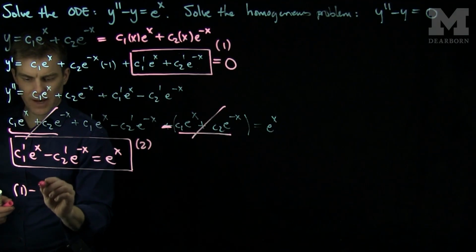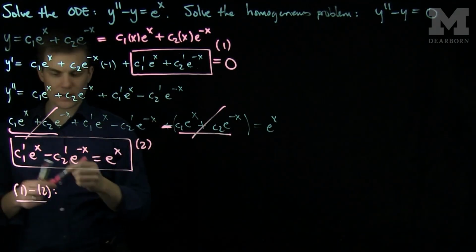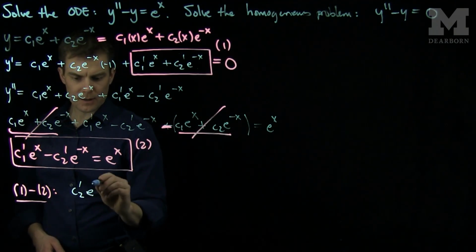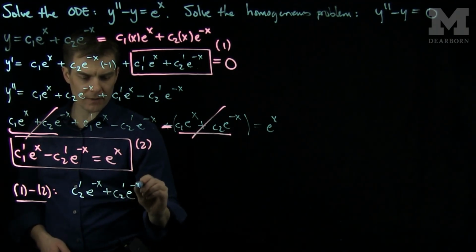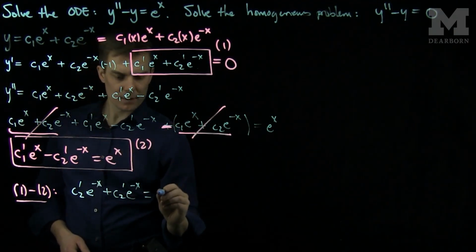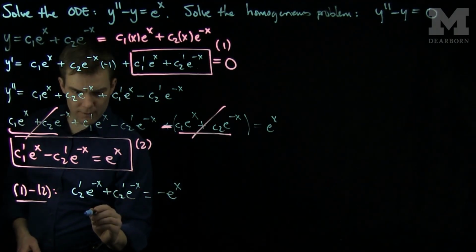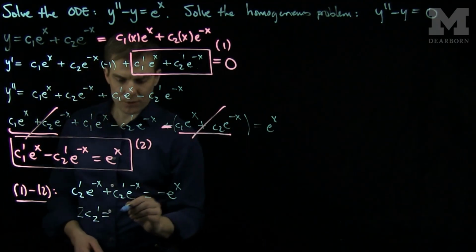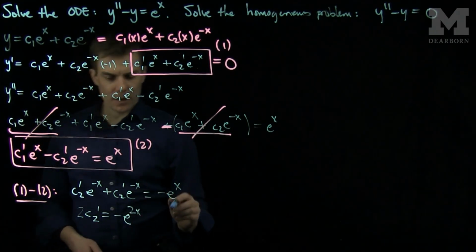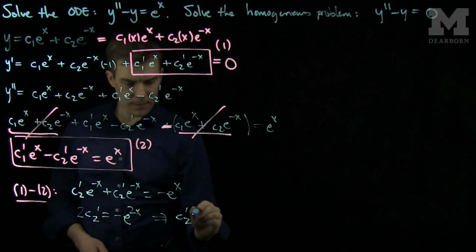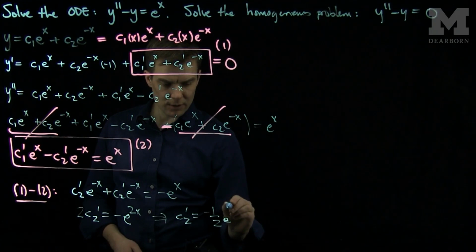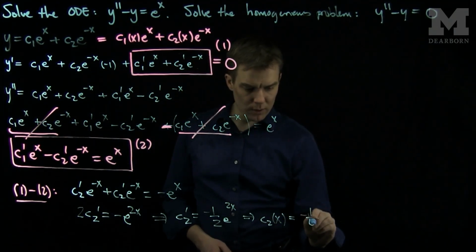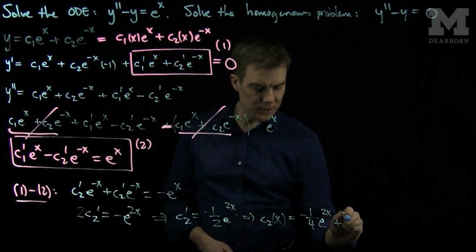If I do equation 1 minus equation 2, we'll see that the c1 prime terms will cancel, and we will get c2 prime e to the negative x plus c2 prime e to the negative x equals negative e to the x. Therefore, multiplying by e to the x, 2 c2 prime is equal to negative e to the 2x. Therefore, c2 prime is equal to negative 1/2 e to the 2x, and therefore c2 of x is equal to negative 1/4 e to the 2x plus a constant c2.